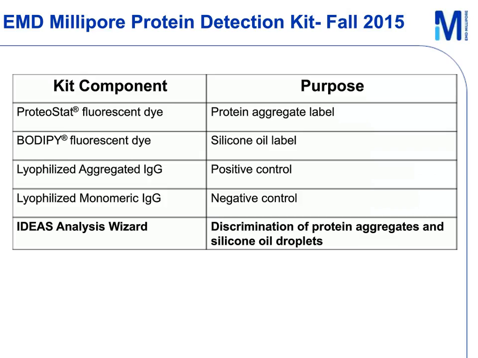The kit will contain some of the fluorescent labeling probes used in this webinar, so it will include Proteostat for detection of protein aggregates and Bodipy for detection of silicone oil droplets. Positive and negative controls, including aggregated and monomeric IgG, will also be included so that you know whether your experiment has worked. And finally, we plan to develop an analysis wizard for discrimination of protein aggregates and silicone oil droplets in IDEAS, which will likely use both bright field and fluorescent images in order to perform the final classification.